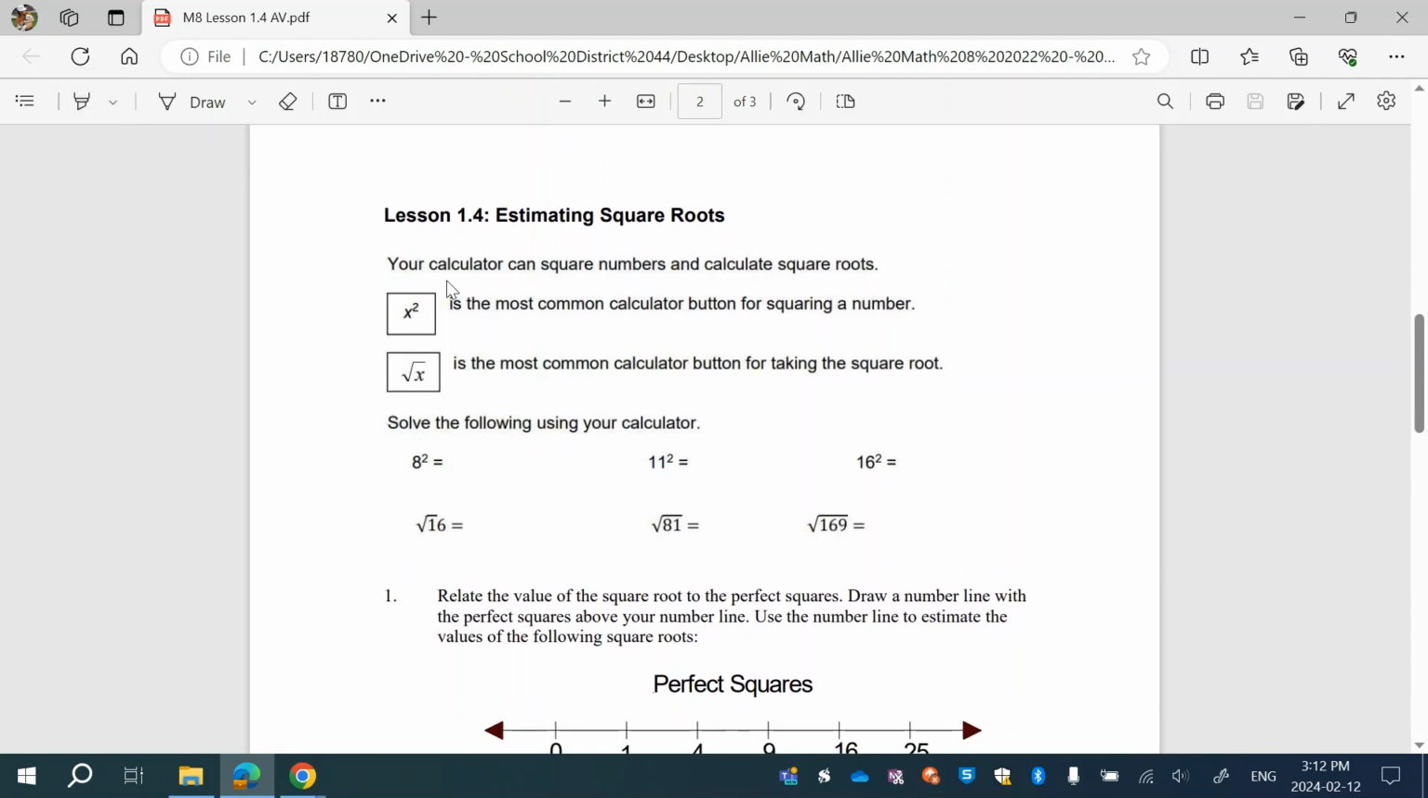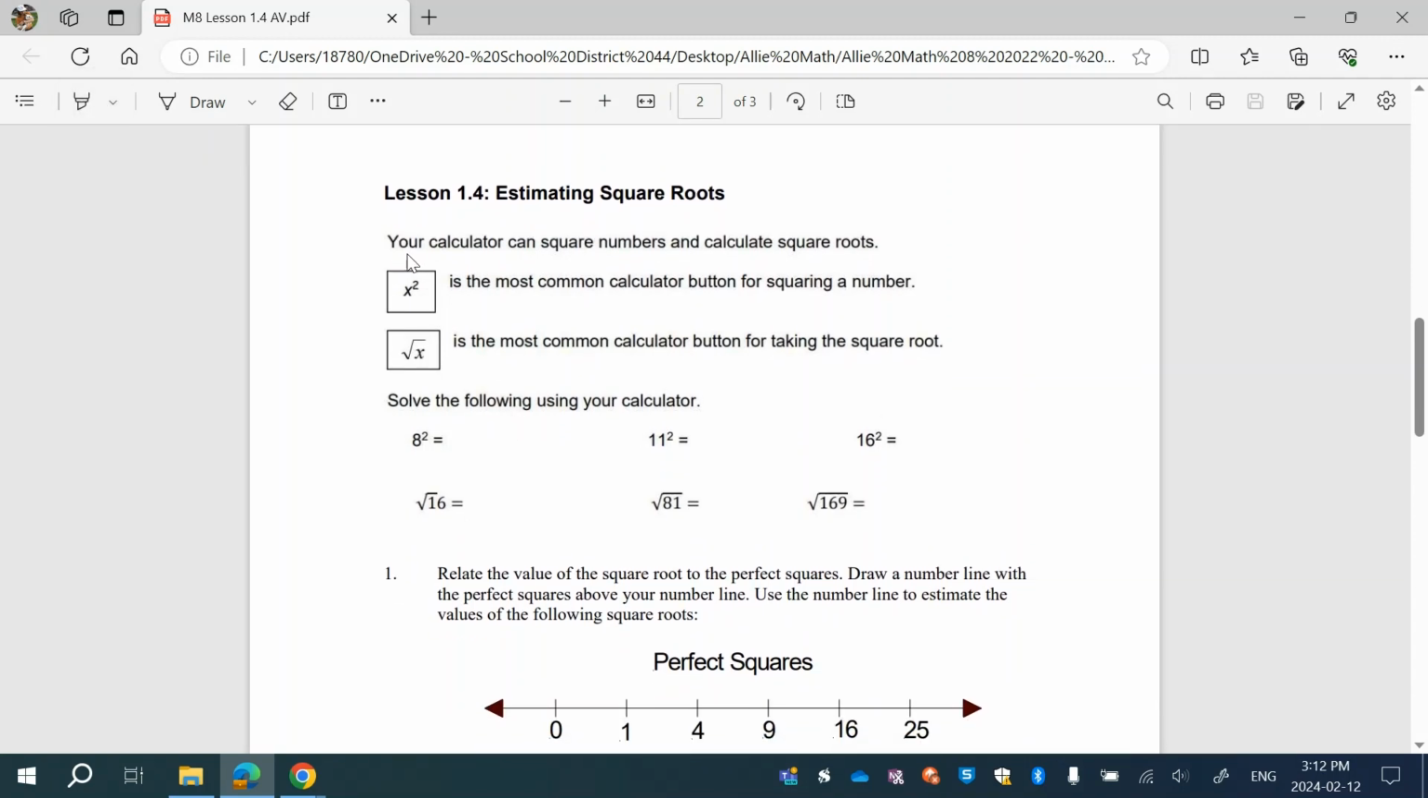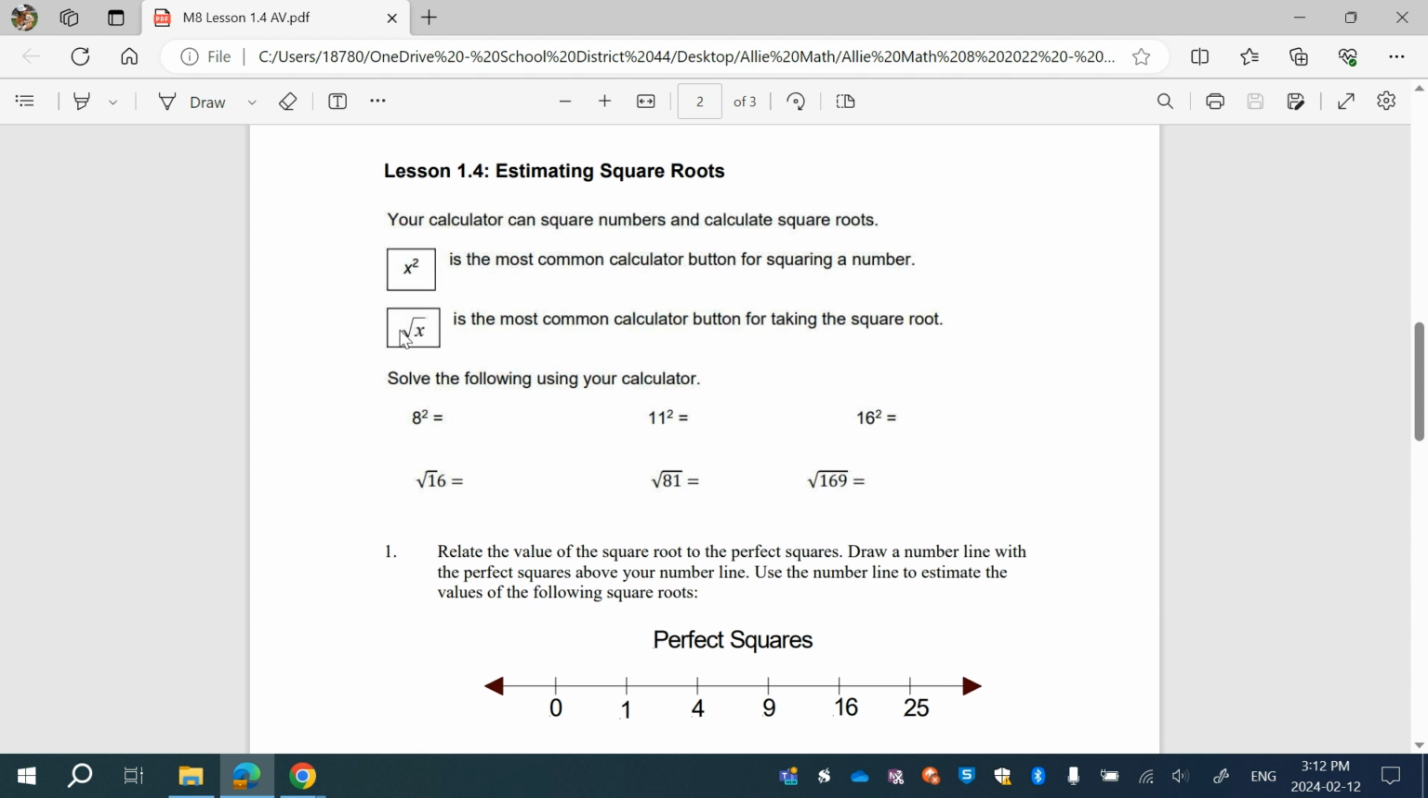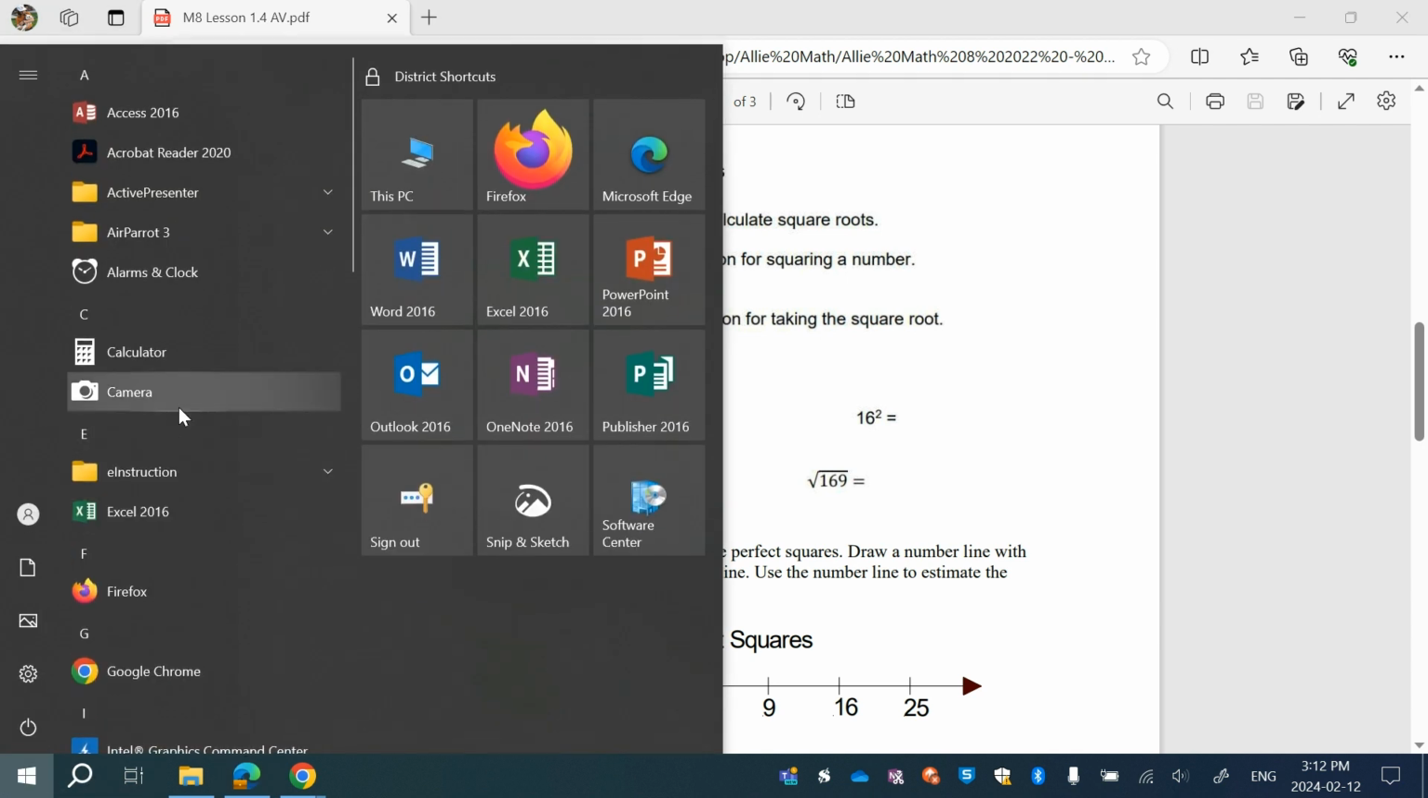So first, I just have a little bit of info, a reminder that your calculator can square numbers and calculate square roots. This button right here, x to the power of 2, is the most common calculator button for squaring a number. And this one right here, this radical, is the most common calculator button for taking the square root. I have a calculator on this computer.